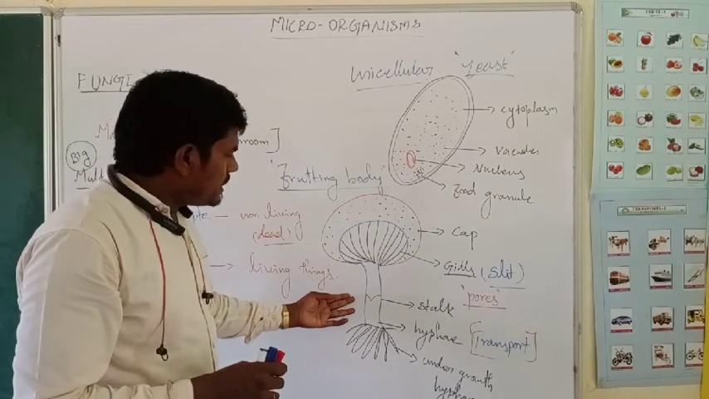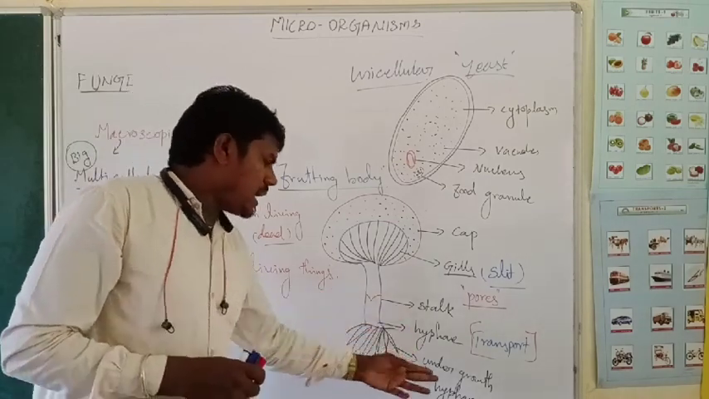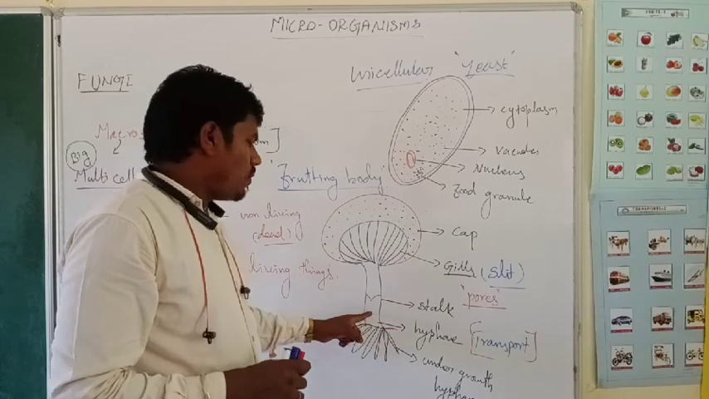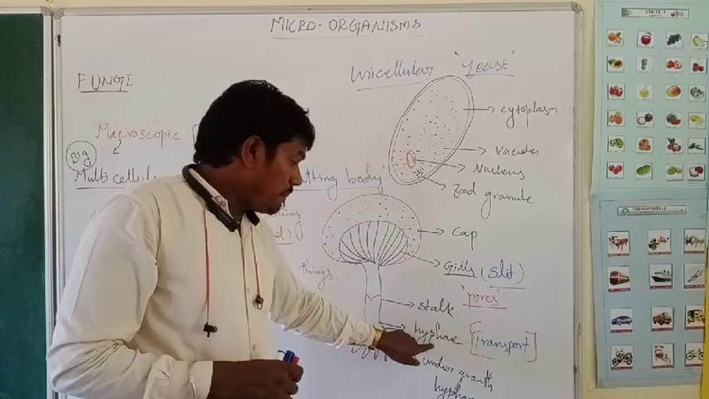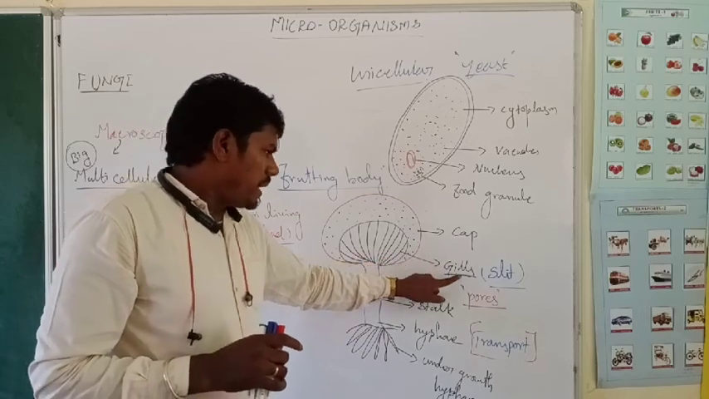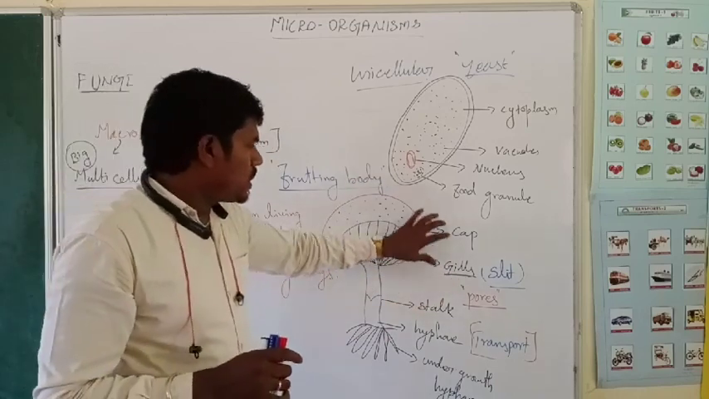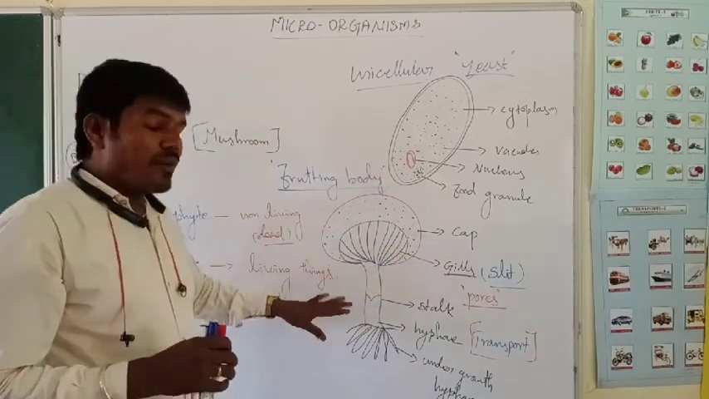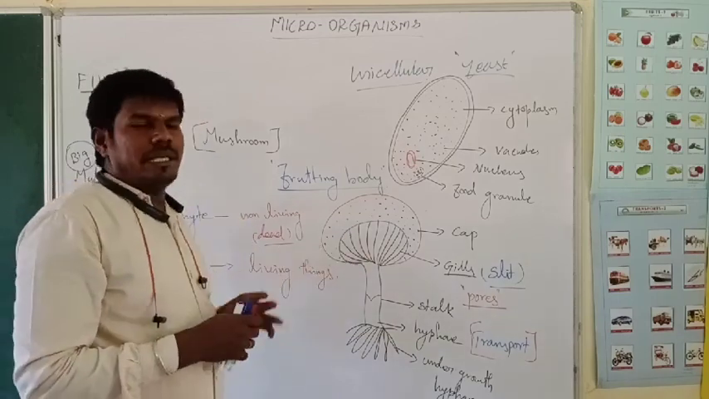See, here we have the stalk, the hyphae and the underground hyphae. Hyphae are involved in the transport function. The questions ask: what is the main function of hyphae, what is the main function of the gills, which part is the edible part, and what kinds of nutrition take place in fungi?